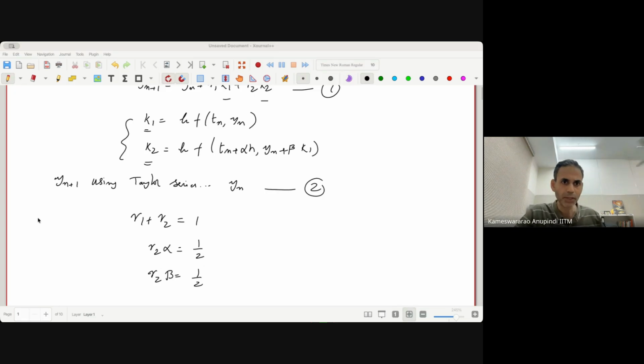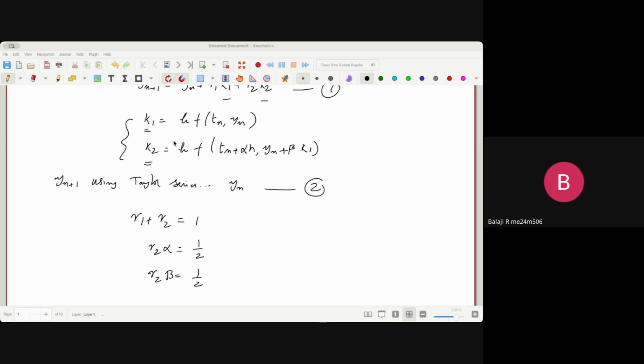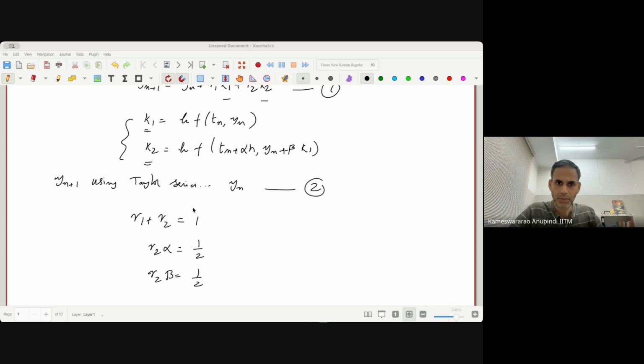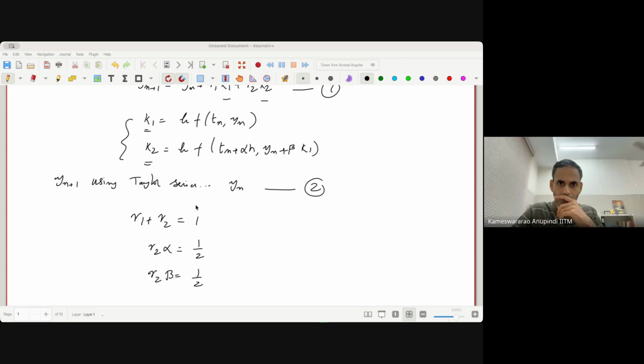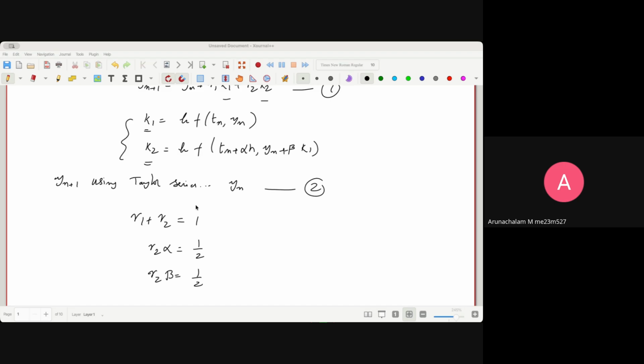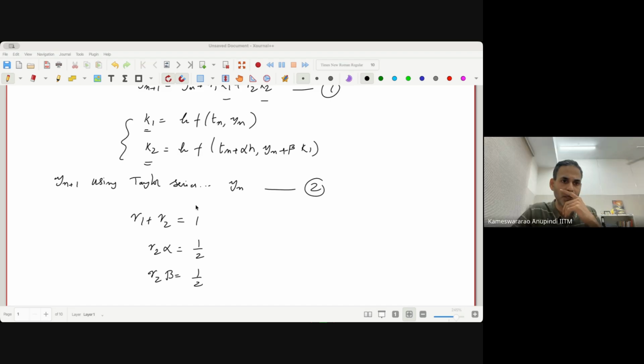Let me just verify that. Can somebody tell me whether this is correct or not, whatever we got in the last class? Yes, sir, correct. We got gamma 1 plus gamma 2 equals 1, gamma 2 alpha equals 1 by 2, gamma 2 beta equals 1 by 2. Okay, so this is perfect.